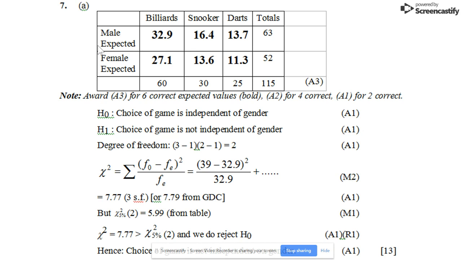Notice the expected table, right? So part A requires you to have the expected table. So that was the first thing.